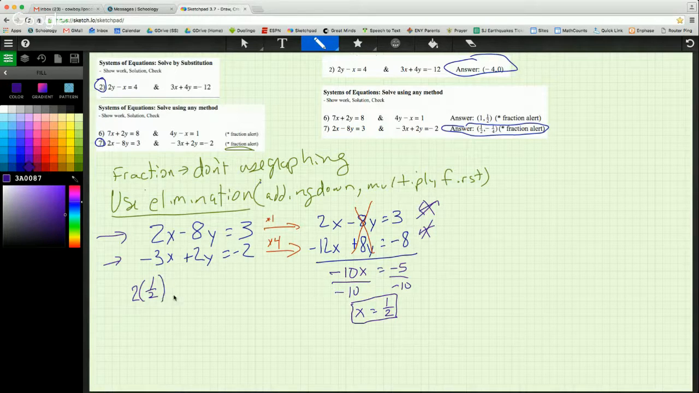2 times 1/2 minus 8y equals 3. Okay, so I get 1 minus 8y equals 3. Now if I subtract 1 from both sides, I get negative 8y equals 2. Right, 3 minus 1 is 2. And now I divide both sides by negative 8. And I get y is equal to negative 1/4.